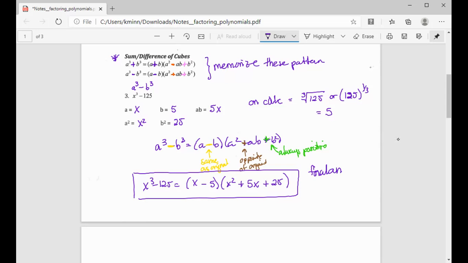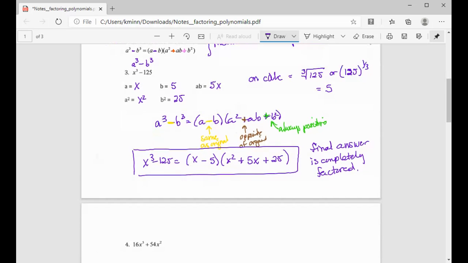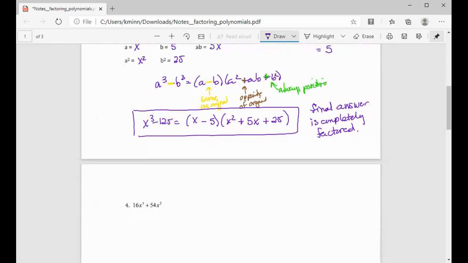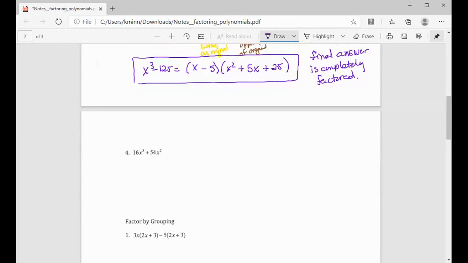Using the pattern for sum and difference of cubes, your final answer will always be factored. It's completely factored. You will not be able to go any further. It might be tempting to go further with the trinomial, but you cannot. It is not factorable. You are done after you use this pattern. Let's look at another one.